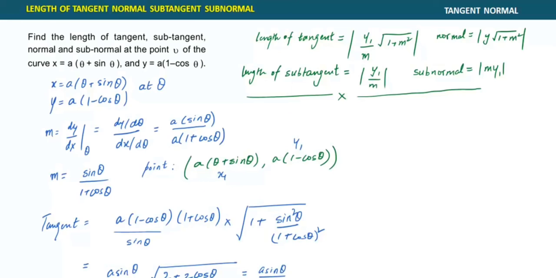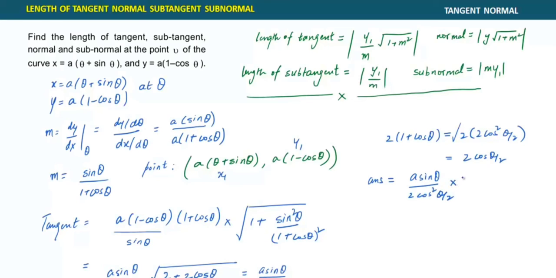Now it is just a trigonometry problem that we are going to solve. So this will be 2 times 1 plus cos theta, and we know that 1 plus cos theta is nothing but 2 cos square theta by 2. And if we take the under root, what will the value be? 2 cos theta by 2. So the net answer of length of tangent will be a sine theta upon 1 plus cos theta. You can again say that 1 plus cos theta would be simplified to 2 cos square theta by 2, and the root of this becomes 2 cos theta by 2.